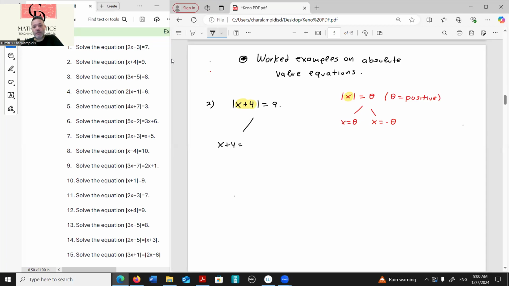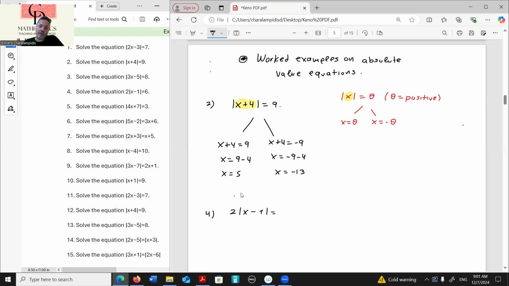x plus 4 equals 9, or x plus 4 equals negative 9. I will need to solve these two separately. 9 minus 4, so x equals 5, or negative 9 minus 4, so x equals negative 13. Then let's go to number 4.